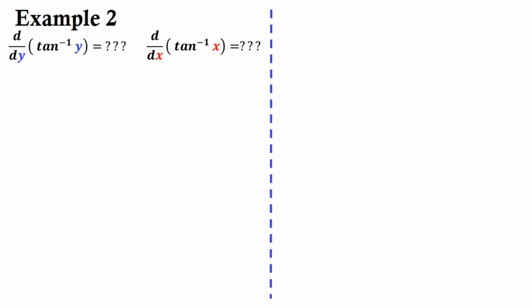So let's consider both of them. You can see that they are the same thing. It's just that what we are differentiating them with is a little bit different. For instance, the first one we are differentiating with respect to y. The second one we are differentiating with respect to x. But for both of them, we are going to use the same approach, which is the inverse function, to handle them.